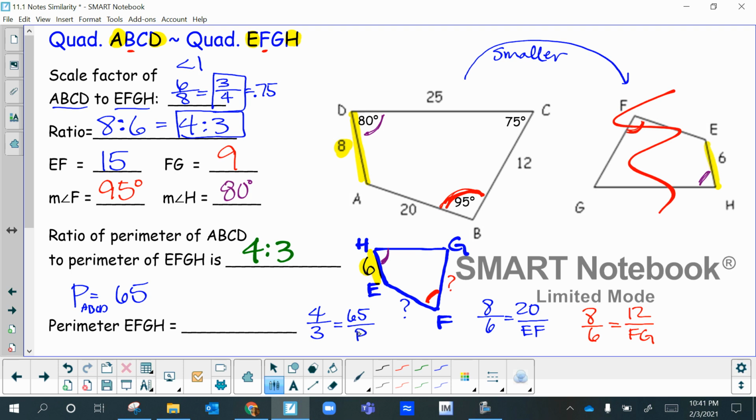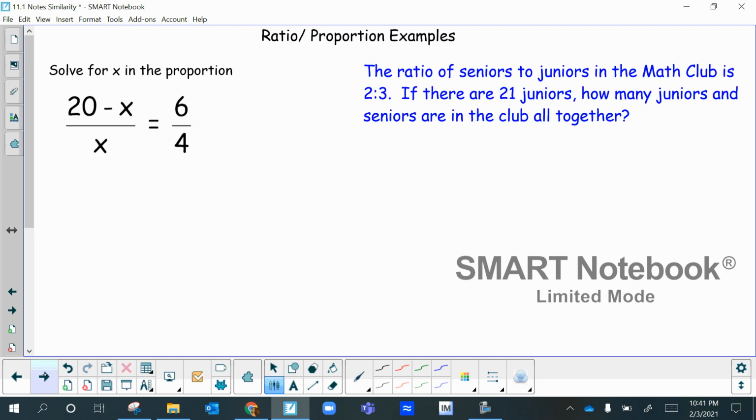And that's it. You just have to cross multiply. See, I'm using the ratio and I'm making a proportion so I can cross multiply. 65 times 3 is 195 divided by the 4. 48.75 is going to be the perimeter of the smaller one. All right. Okay, so that's working with corresponding parts of similar figures.